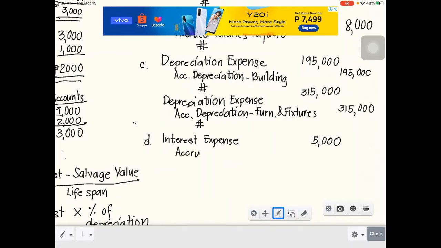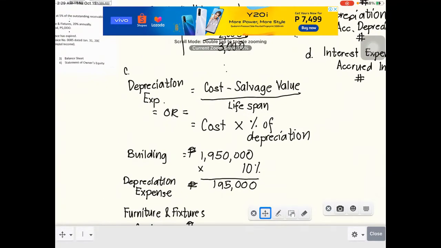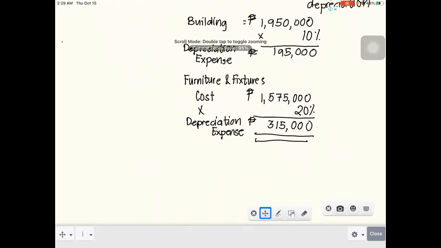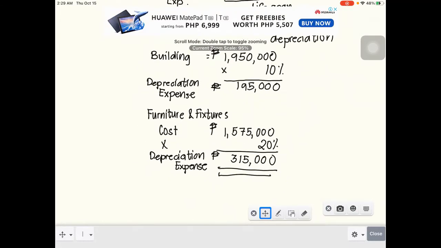Credit accrued interest payable. This is a liability, 5,000. Meaning you have not recorded this expense. So next, supplies. So what letter is it? Letter E. So it talks about supplies actually on hand.